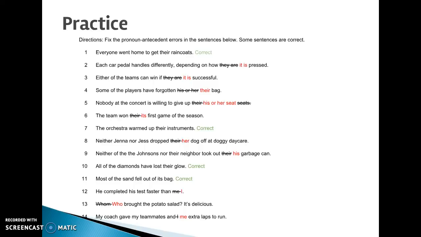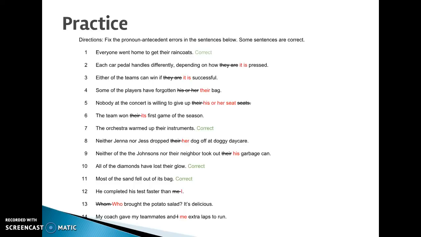My coach gave my teammates and I should become me extra laps. We need the object pronoun me because I'm receiving the action of being given laps. And I can also use my trick of crossing out my teammates and I would know to say my coach gave me extra laps, right? I would never say I. So that calls for the object pronoun.